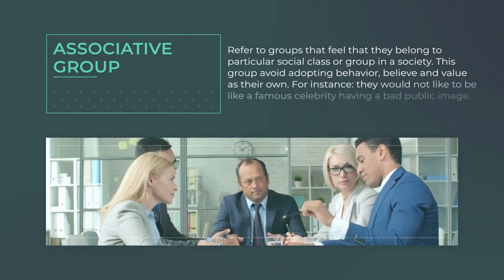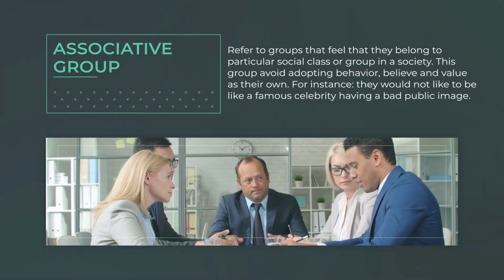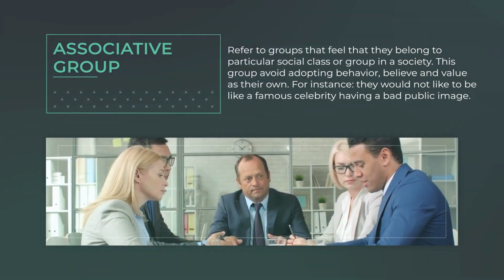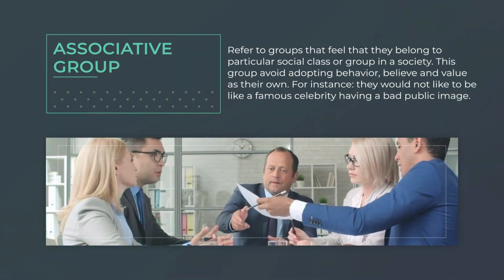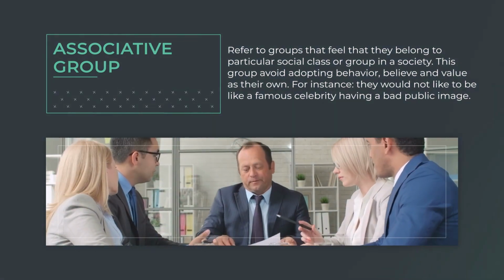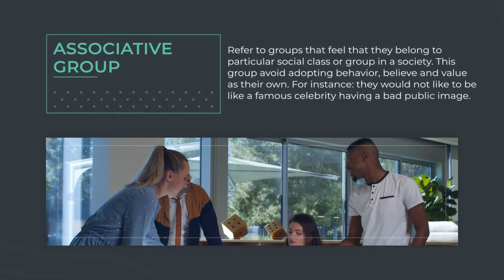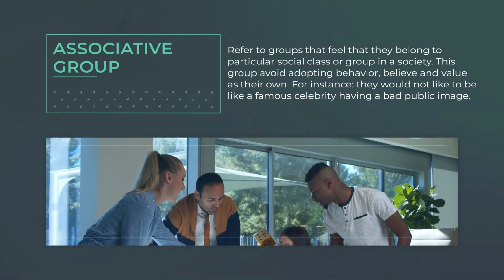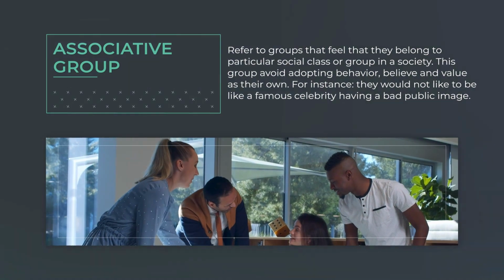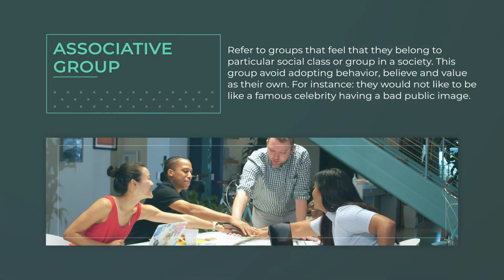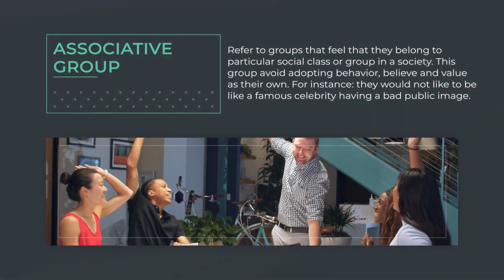And the last one is associative group, that refers to a group that feels that they belong to a particular social class or group in a society. This group avoids adopting behavior, beliefs, and values as their own. For instance, they would not like to be like a famous celebrity having a bad public image.